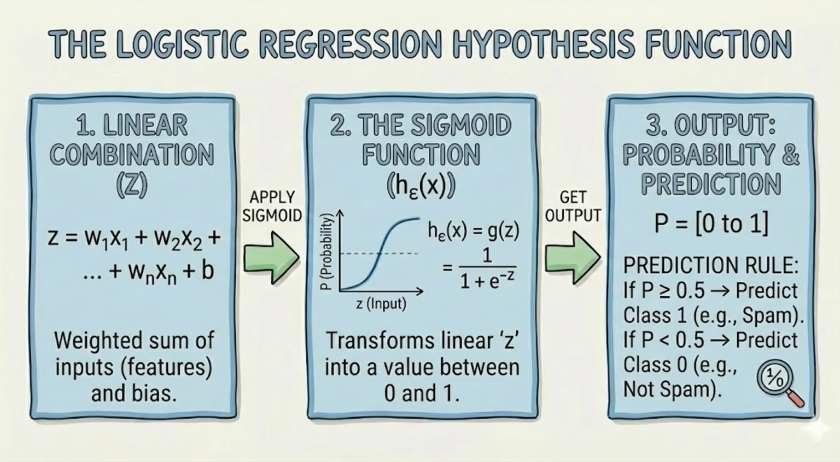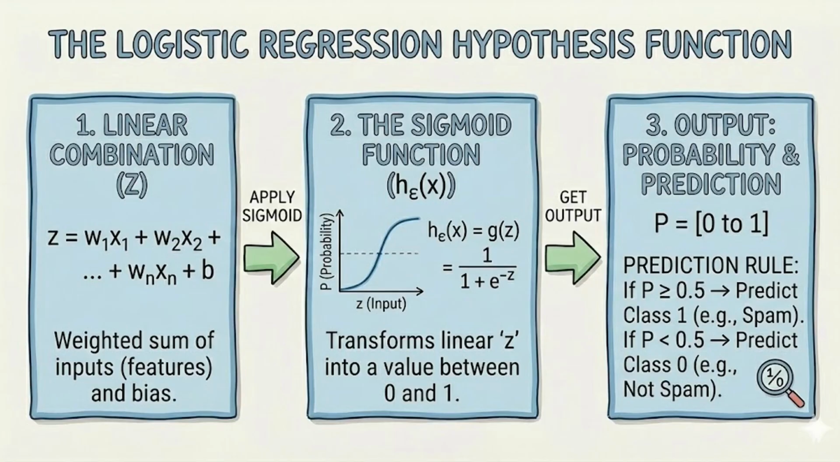For any case you want to solve and classify, you will have some features to identify it. So the first step is to calculate a weighted sum of our inputs, that is the features and biases, and this looks like a simple equation of a line. The next step is the sigmoid function, which we have seen in the previous slide.